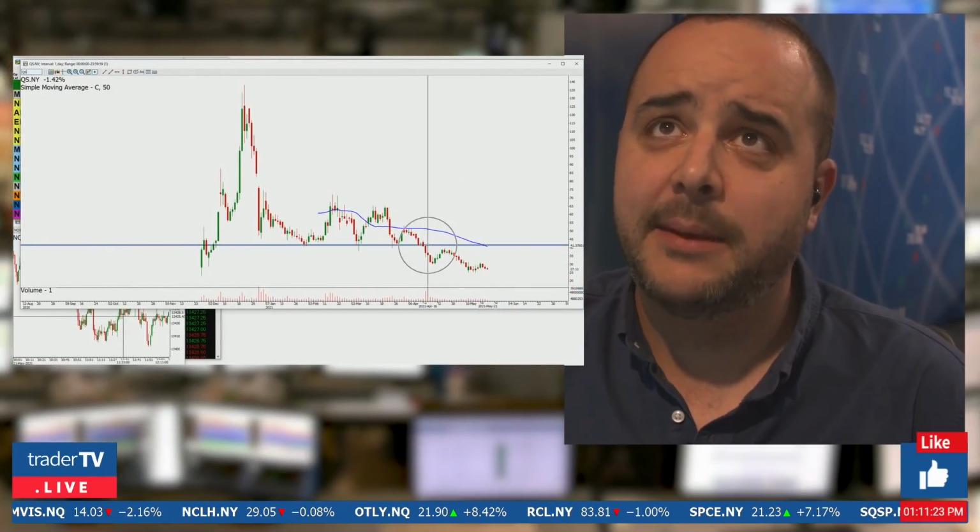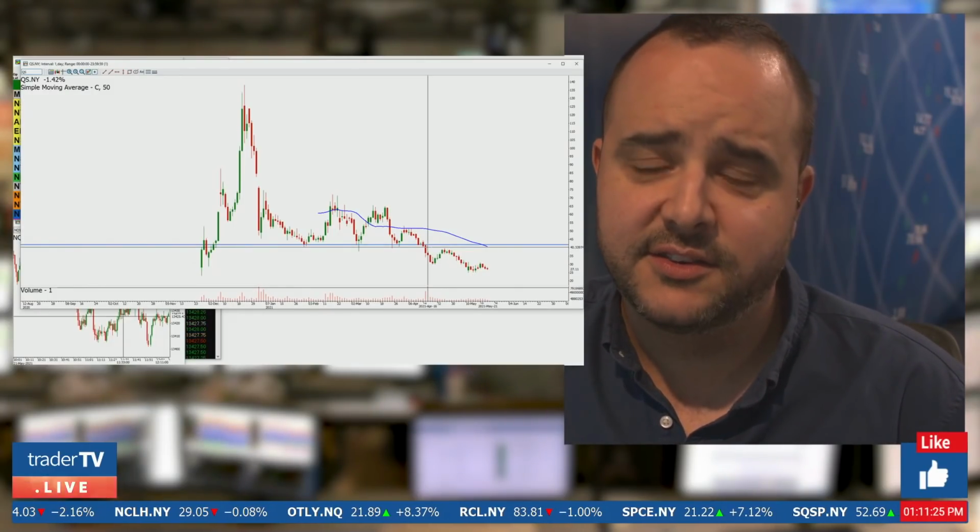So that's a good example of QuantumScape not holding the support. Understand that these are areas, not single price levels. So as Sean was saying, you have to give yourself a little bit of room and understand how the stock is trading when it comes into the support and resistance areas that you have identified on the chart.